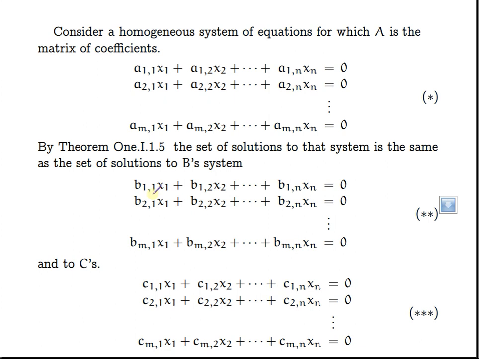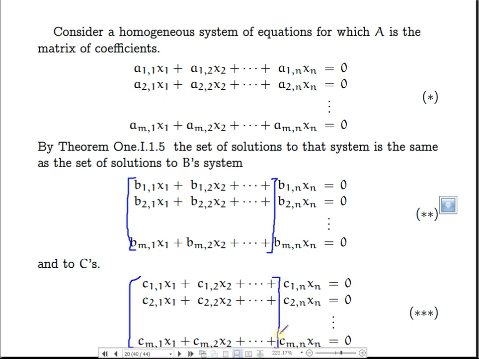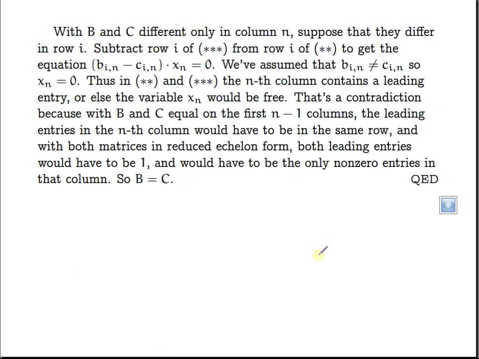Now remember, we've shown that all these coefficients here, up to the coefficients of xn, are equal to the corresponding coefficients here. So all we need to do is show that these coefficients here are equal to these coefficients here. B and C differ at most in column n. And suppose they differ in row i. Well, they have to differ in some row, so suppose they differ in row i.